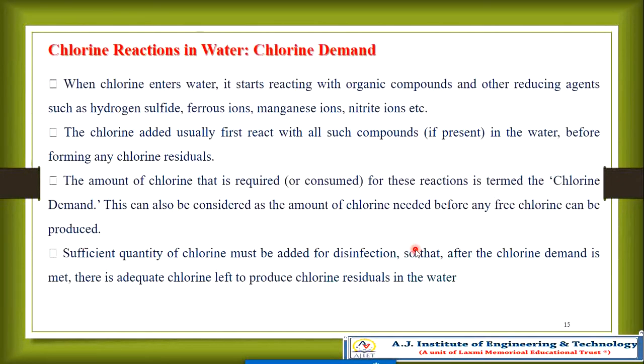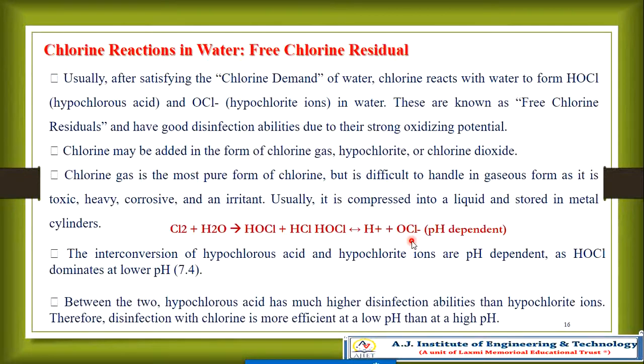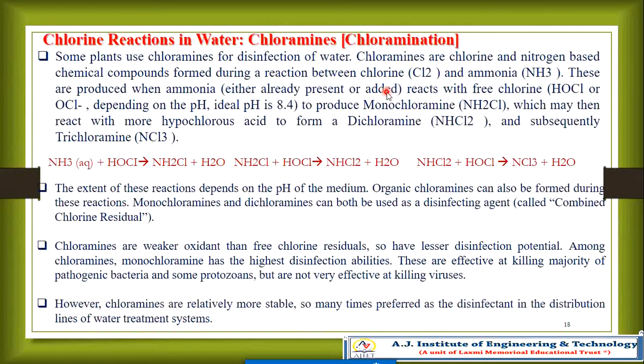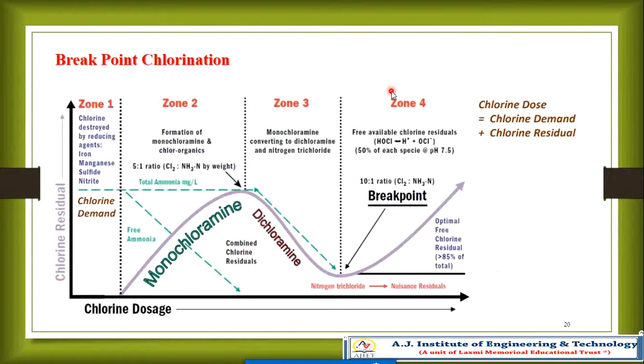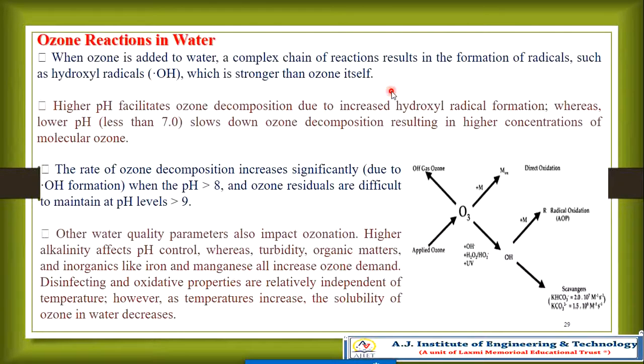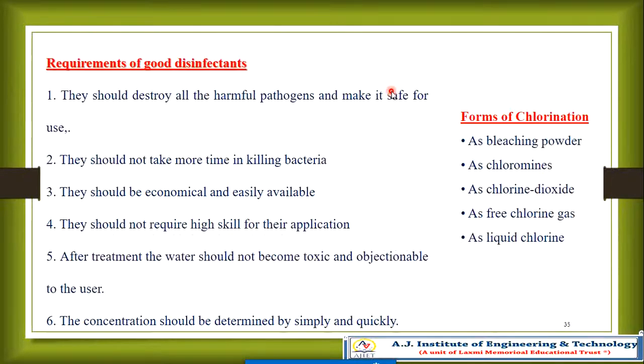So that is your chlorine reactions. Hypochlorite, chlorine, chloramine, chlorine dioxide, breakpoint chlorination, residual chlorine, everything we discussed under the forms of chlorination. So we have now discussed the requirements of a good disinfectant and the forms of chlorination.